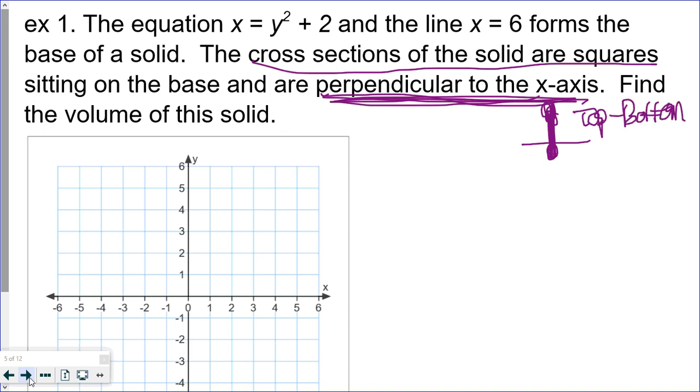And I like to take a second to always label that and make sure that we understand that we're dealing with a dx equation. Everything's going to be in terms of x. That's the first thing I always like to identify.